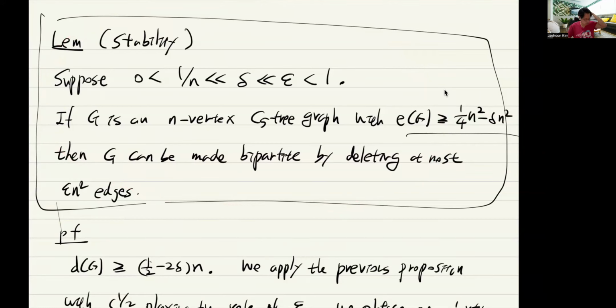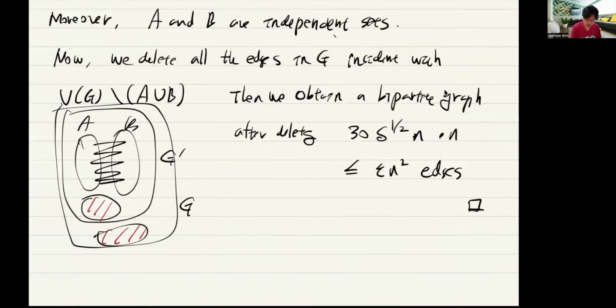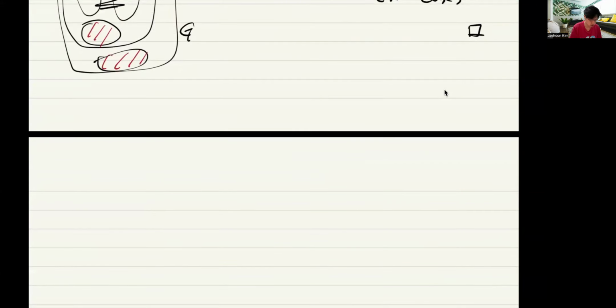Okay, and now we want to use this to identify the extremal number of C5. And maybe we have spent enough minutes on this video, so I will break it here and then I will continue in the next video.